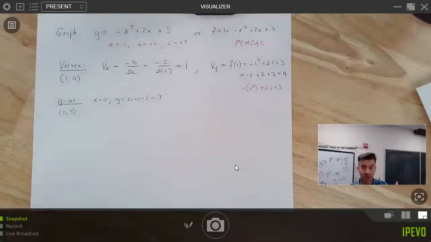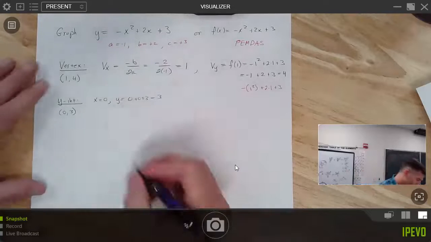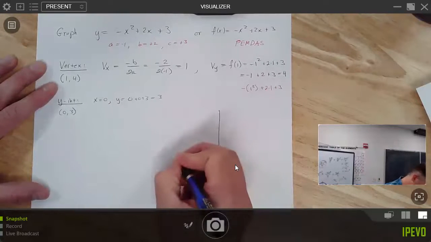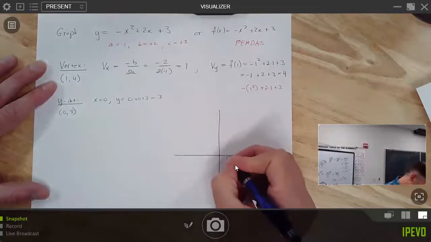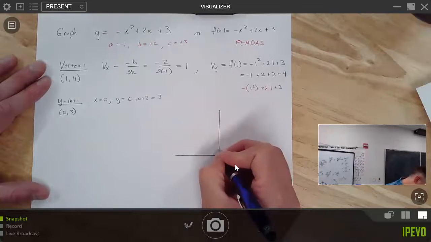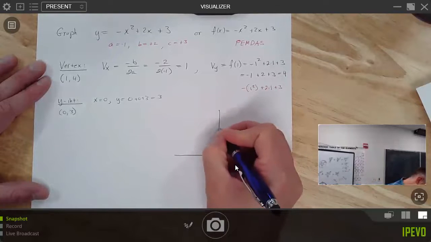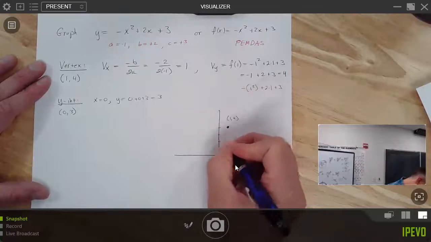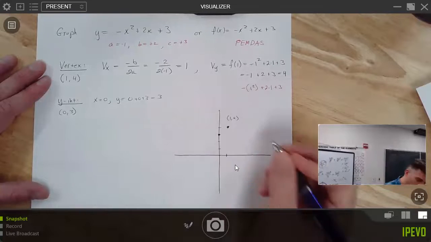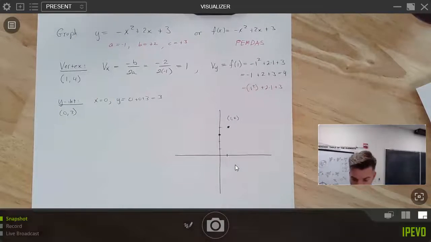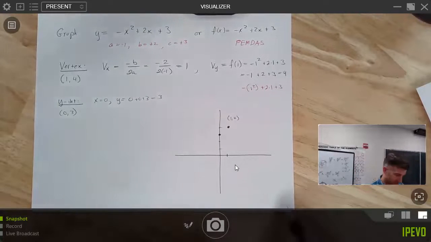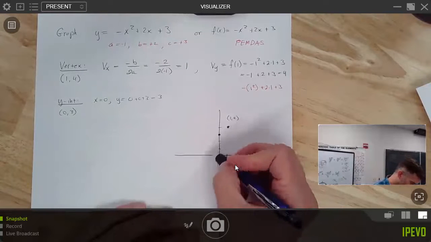The vertex is either the lowest point or the highest point. It has to be the highest point because there's a point below it. So when I start graphing this, I'm going to be a little bit more precise than I usually am. There's my vertex at (1, 4), and here's my y-intercept at (0, 3), decidedly below it. So I know it has to open downwards because that has to be the highest point. So it's going to go like this, like this.